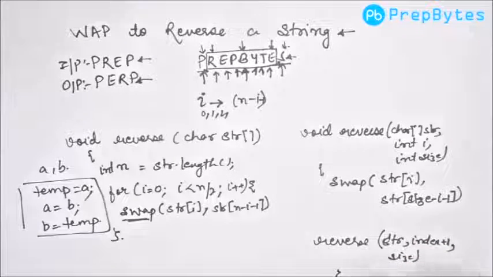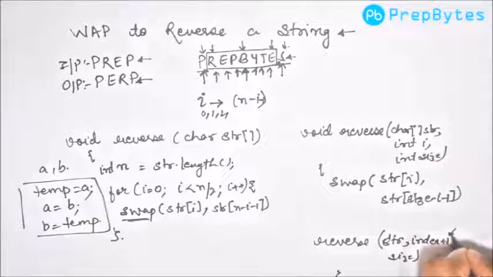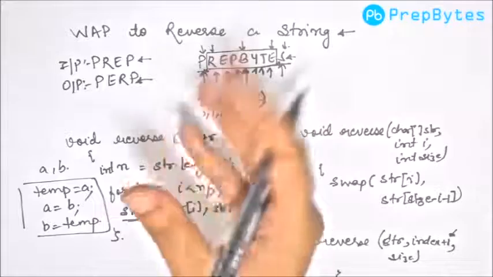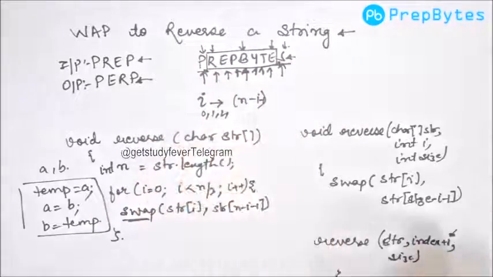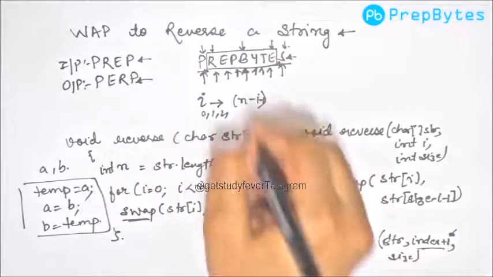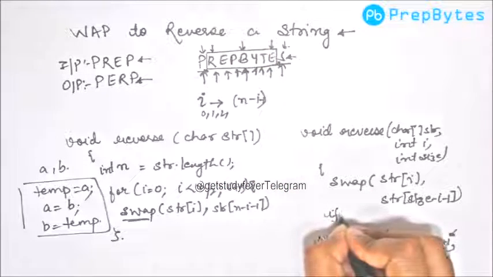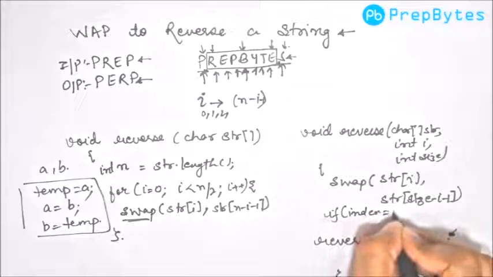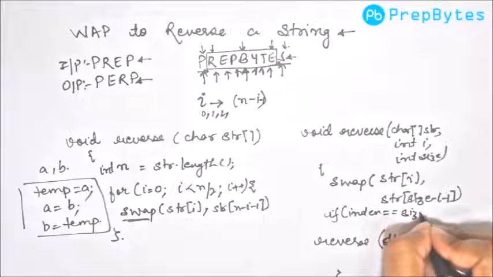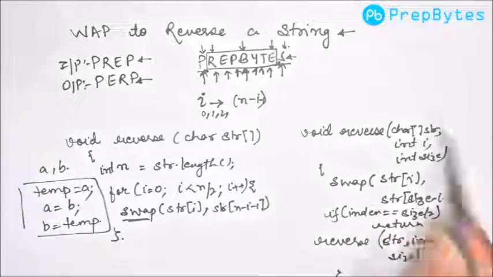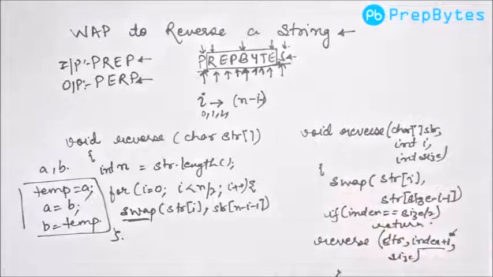Okay, so as you can see we haven't written the base here. So what will be the base? The base condition will be when this index reaches the midpoint. As I said, it has to go only till this index reaches the midpoint of this particular string. So when we say if index equals size by 2, we return. So this is how recursively it gets reversed.